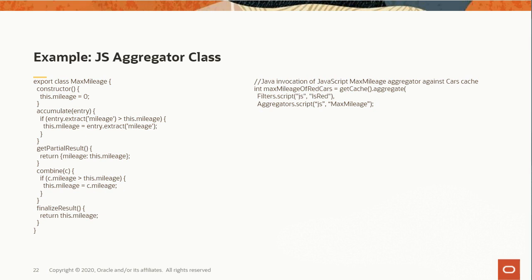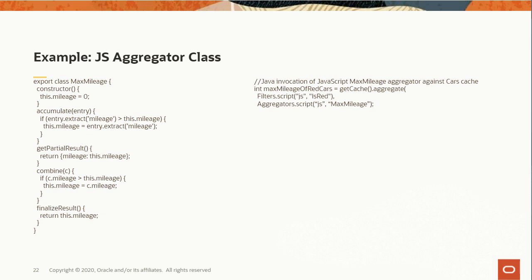Here is Java code invoking the max mileage aggregator written in JavaScript. So again, our NamedCache type has a method called aggregate, and what you pass to aggregate is an entry aggregator.